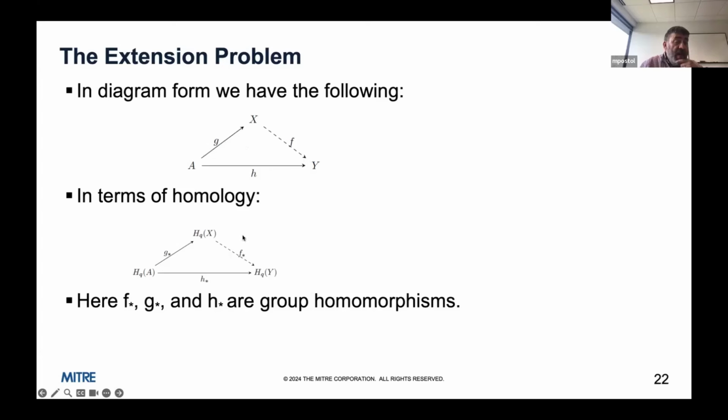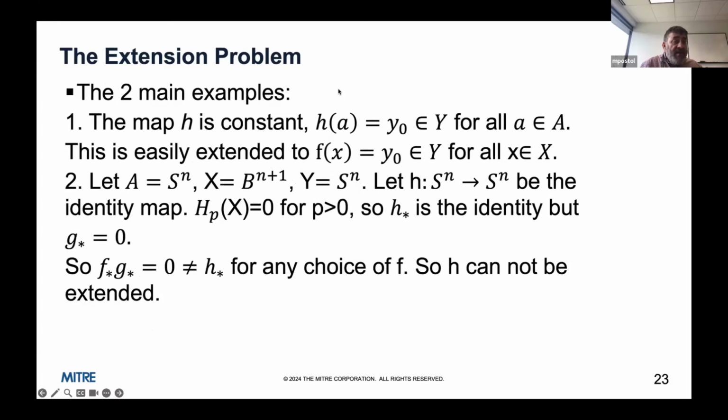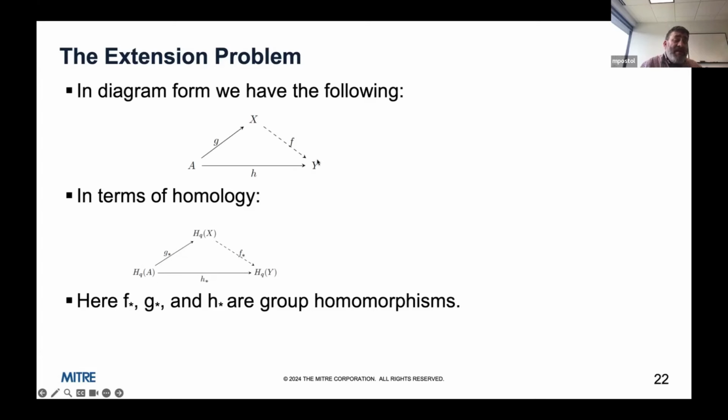Now, homology. If we have these continuous functions, these turn into chain maps on homology. I'm just going to replace A, X and Y with H_q of A, X and Y. So those are the homology groups. Now the stars are going to be group homomorphisms. All right, so here's our example. Why would you think you could do this and why would you think you couldn't? And that's really going to form the basis of what obstruction theory is.